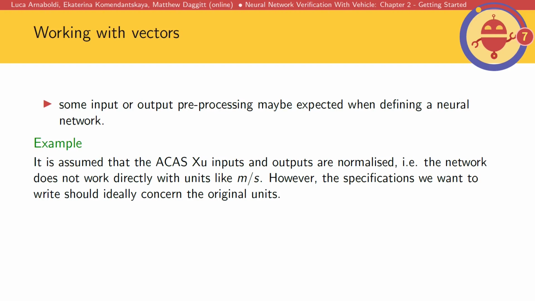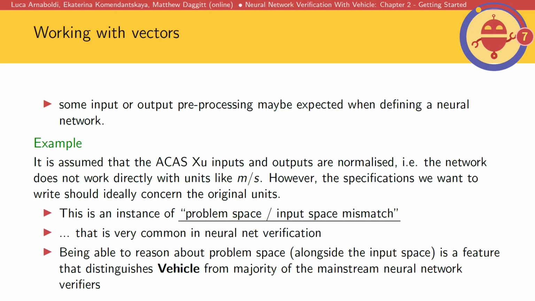And no other tool that we know of actually handled this. We call this, and the whole community, this is a consensus terminology, an instance of problem space / input space mismatch. Problem space is given by the engineer, input space as seen by the neural network. That's very common. And being able to reason about problem space alongside the input space is one of the first features we decided to implement in Vehicle, because we believe that many errors could arise from misunderstanding of the spec that comes from this mismatch.